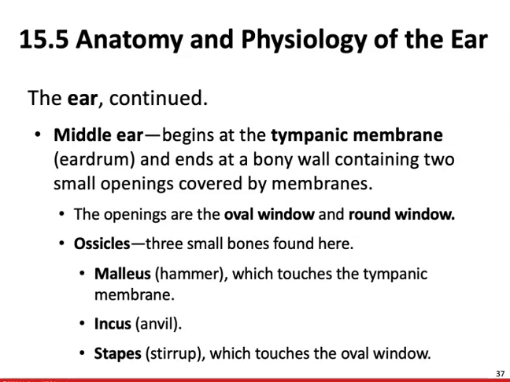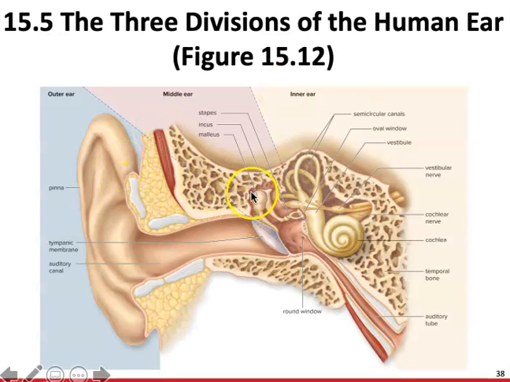There are three bones. They are named for their shapes. So this is one of the things that we like to do with our skeletal system. We name them for their size, their location, their shape, whatever. These are named for their shape. We have the malleus, because it's shaped like a hammer. It's going to actually touch the tympanic membrane. So that's going to be this one right here.